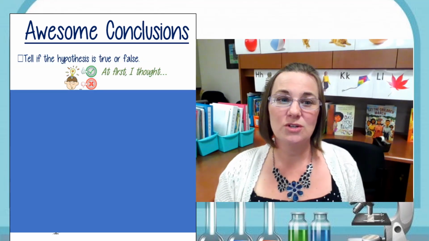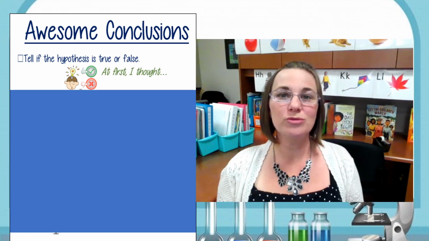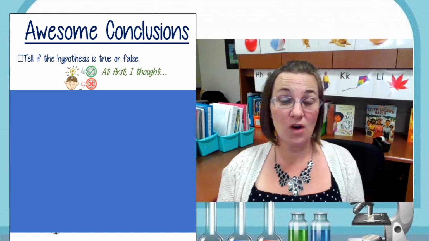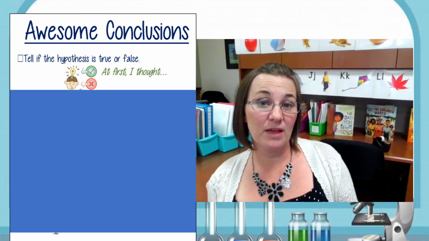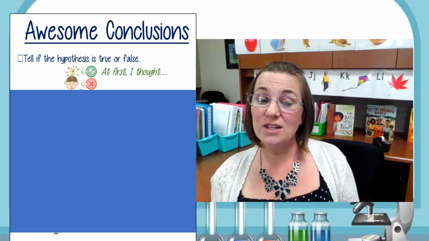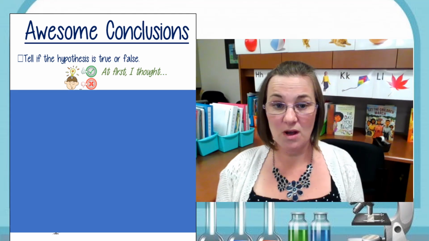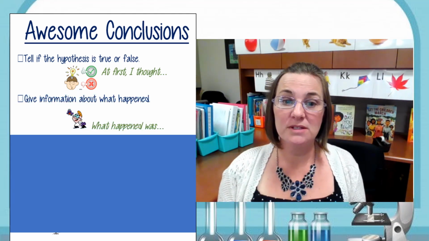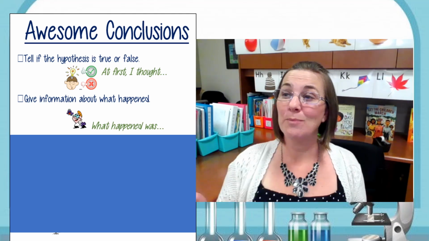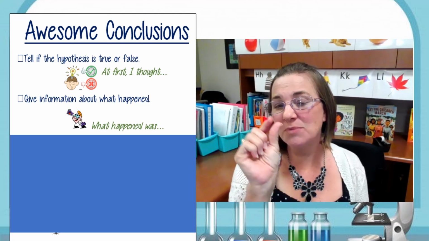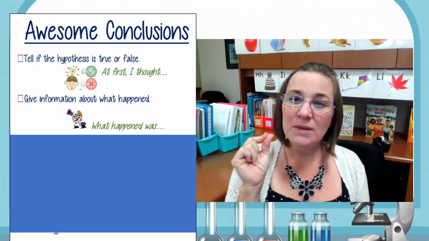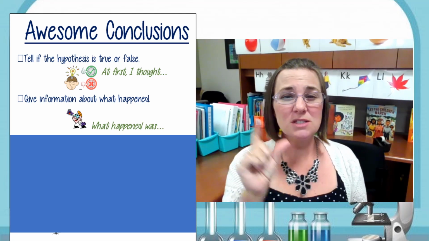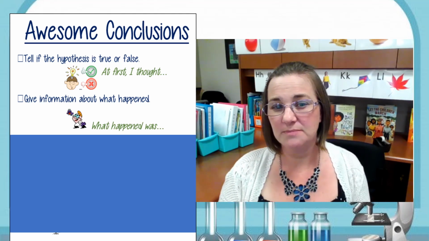The first thing you do is you tell if your hypothesis is true or false. One of the ways that you can say this is, at first I thought, and you share what your hypothesis was. Then you say if it was right or if it was wrong. After that, you give information about what happened. You might start with what happened was, and just say something very short about what happened, because remember, you gave all the really specific details in your results page, so now you can just summarize what happened.